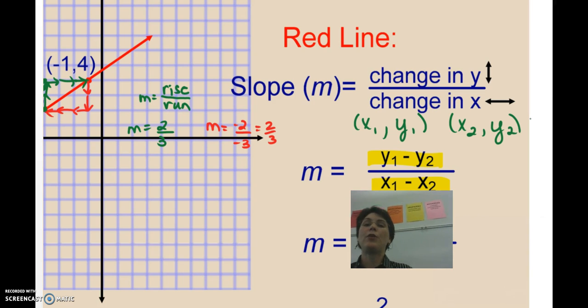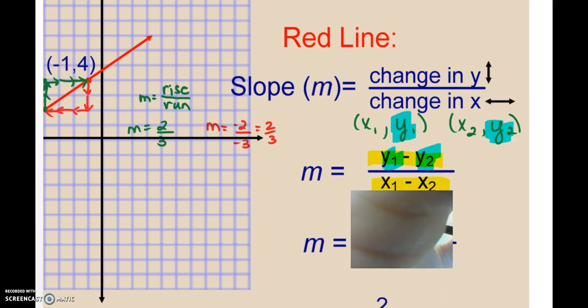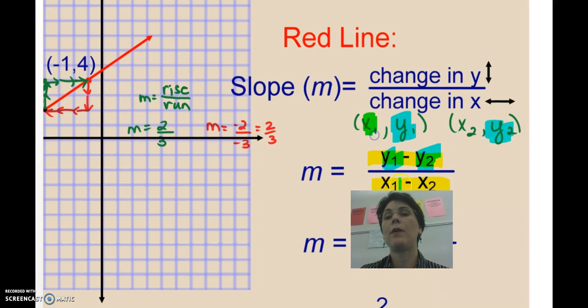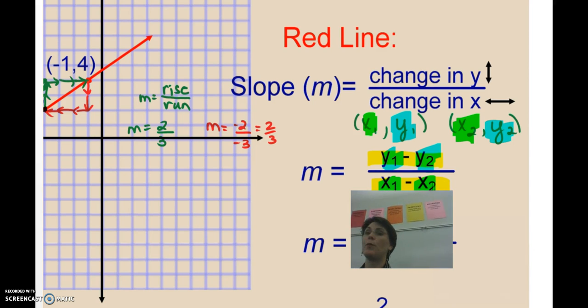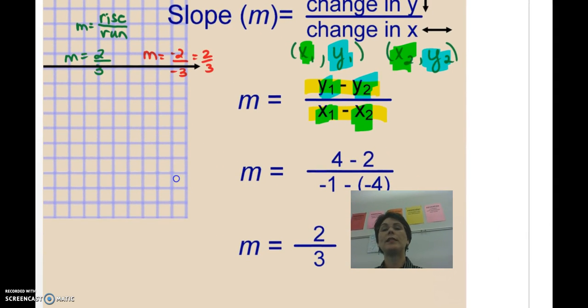So the little numbers are just helping us differentiate between the two different ordered pairs. And we take the y value that's in the first ordered pair, and we subtract the y value that's in the second ordered pair from it. And then we take the x value that's in the first ordered pair, and we subtract the x value that's in the second ordered pair from it, and that will also give us the slope. Now we use this technique when all we know are the two ordered pairs and we don't have a graph. If we have a graph, we just count like we did here. Okay? So let's see how this works.